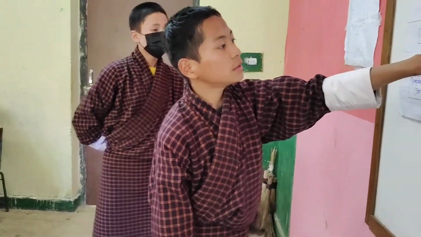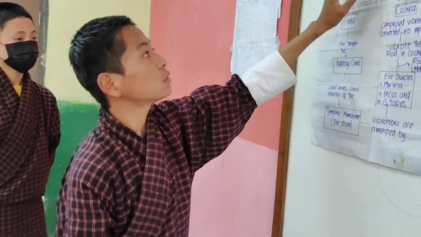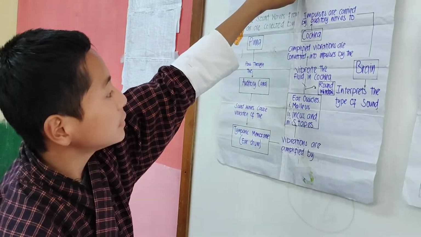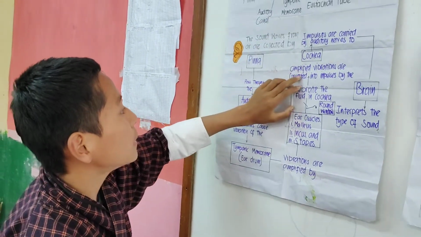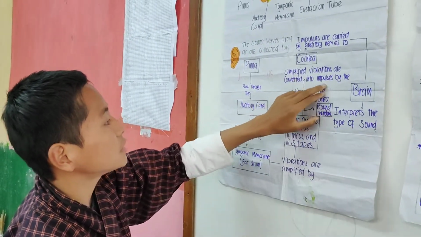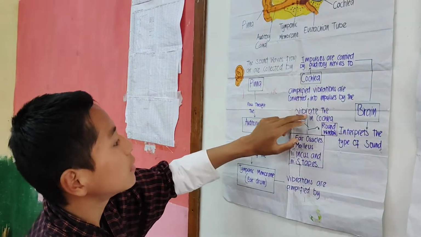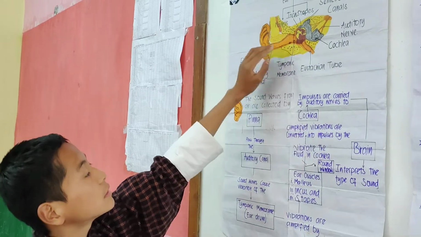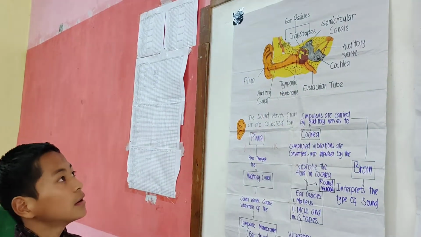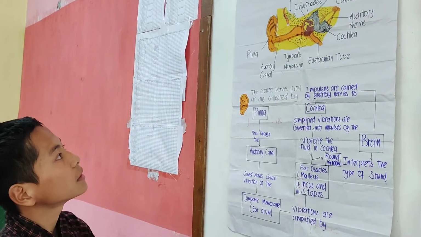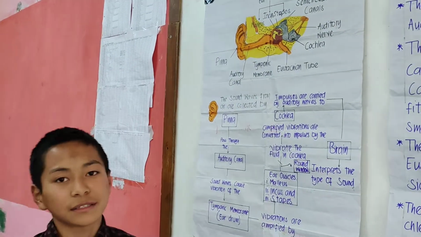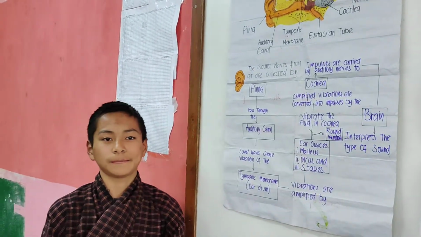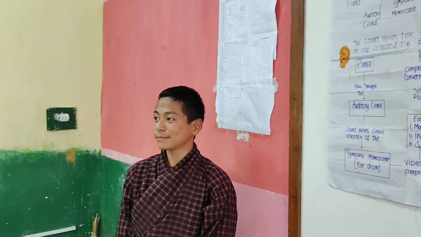and the vibrations are converted into impulses, which are sent to the brain, and the brain interprets the type of sound.